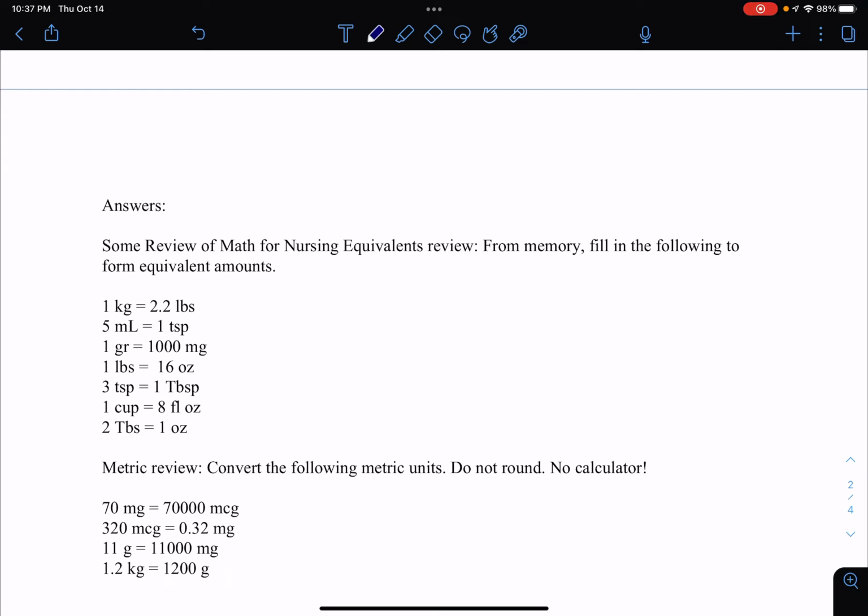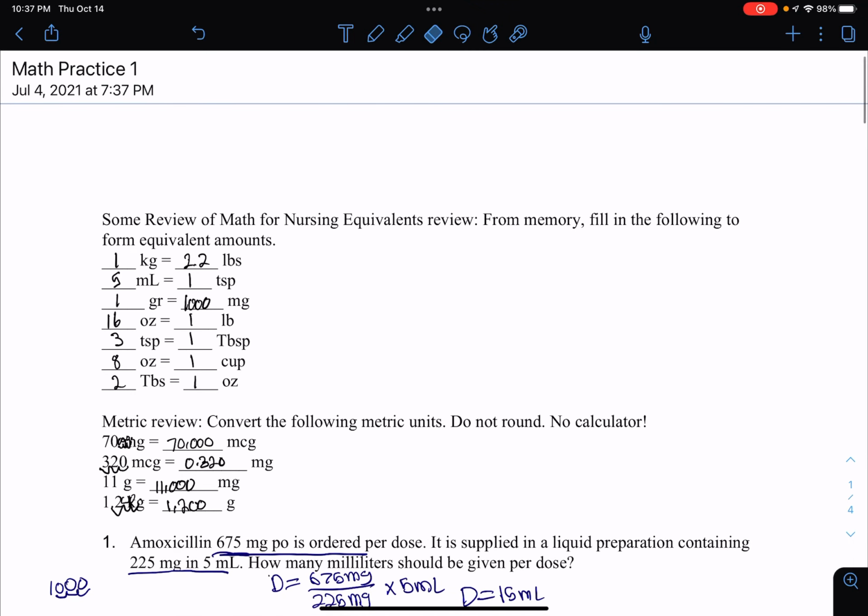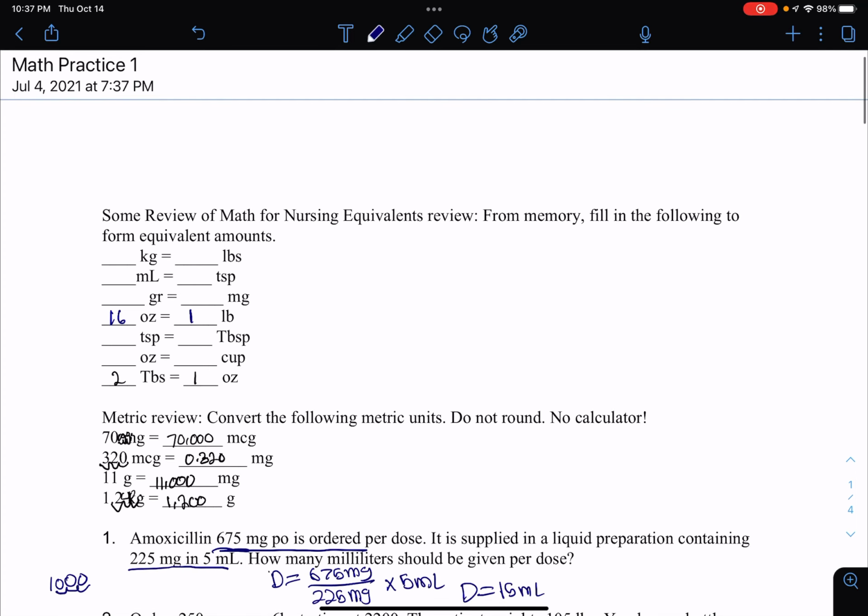And then here, like I said, once you get these kinds of conversions down, you'll be good, and I can pretty much run through these. Now there's 16 ounces in a pound. 2.2 kilograms equals 1 pound. 5 mLs equals 1 teaspoon. 1 gram is 1,000 milligrams. There are 3 teaspoons in 1 tablespoon. And then there's 8 ounces in 1 cup. And then 2 tablespoons in 1 ounce.